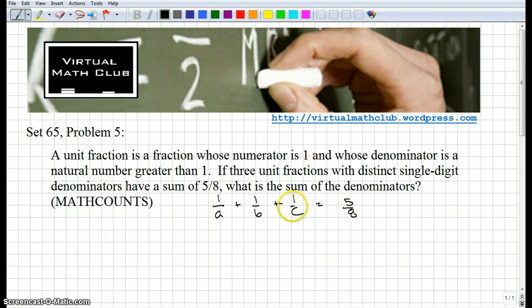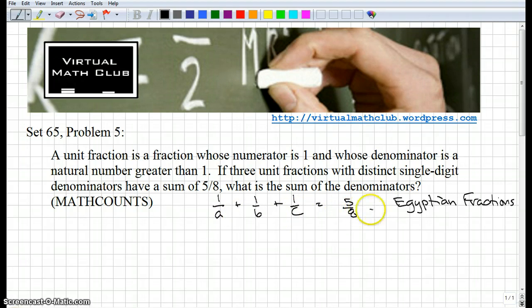And when we write a fraction in terms of the sum of unit fractions, it's often referred to as Egyptian fractions. That's because the ancient Egyptians wrote their fractions as the sum of unit fractions. They would never write 5/8. They would write it as a sum of unit fractions.